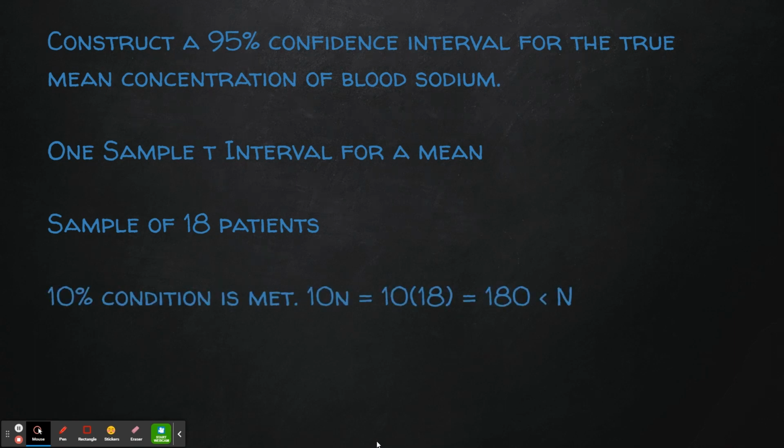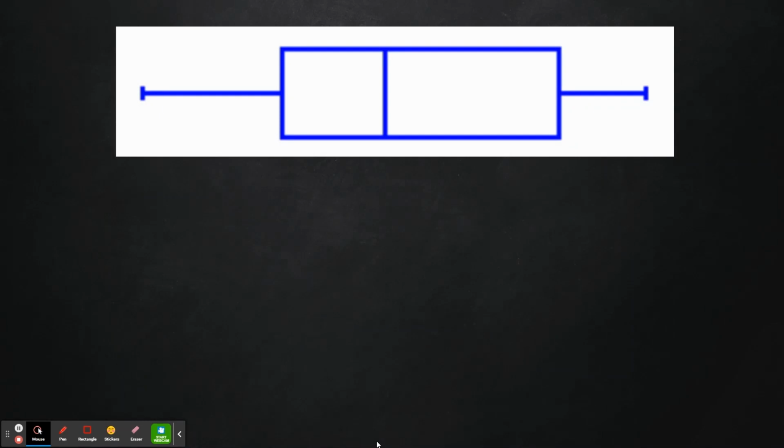The 10% condition is met, but normality is a question here. We don't have over 30 patients, and so we cannot claim the CLT applies, the central limit theorem. We also don't know anything about the population of concentration of blood sodium. Since we have a small sample size, we can plug our data into the calculator and we can get a box plot. To defend normality, what we're going to say here is, well, the sample looks pretty good.